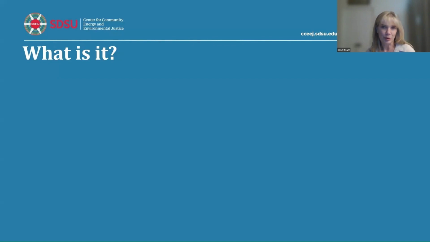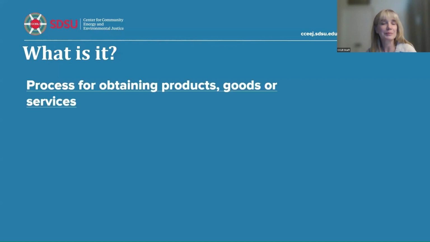So what is procurement? Simply put, it's the process for obtaining products, goods, or services. So at some point in time, when you are using federal awards, state awards, local awards, you're going to have to obtain products, goods, or services with funding. And so that process is called procurement. And in particular, this webinar is about federal awards.